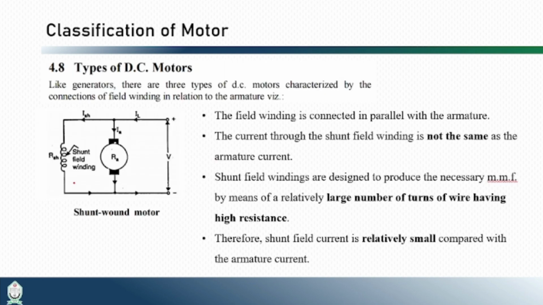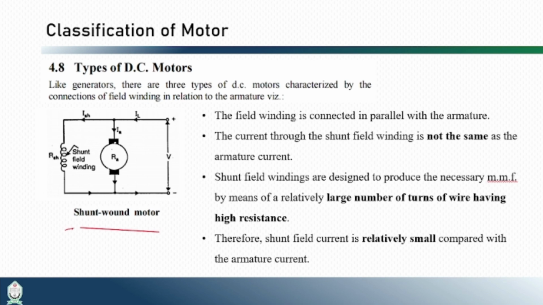In terms of classification of motor, they are pretty much similar to the classification of DC generator. As we already know, for DC machines, be it a DC generator or DC motor, they both have a similar working principle. They have similar constructions. So like you have already studied about the types of DC generators, the types of DC motors are also the same. They can be classified into 3 wide classes. One is shunt wound motor, one is series wound motor, and another one is compound wound motor.